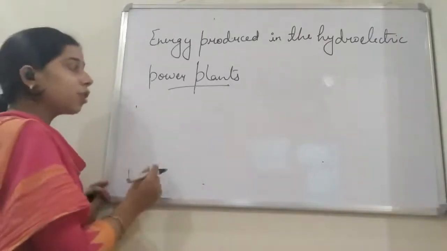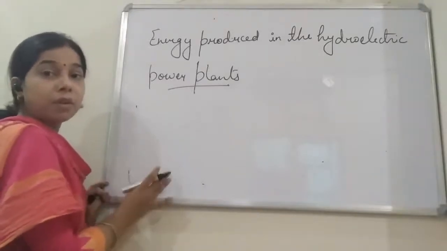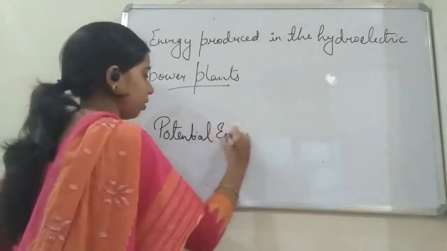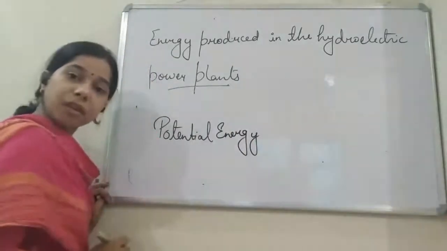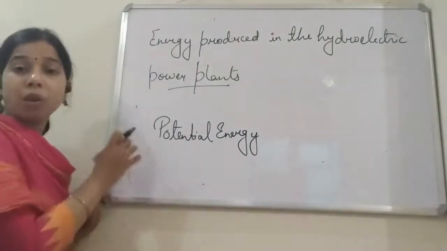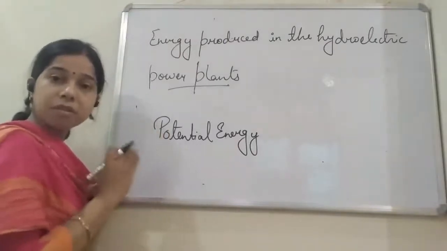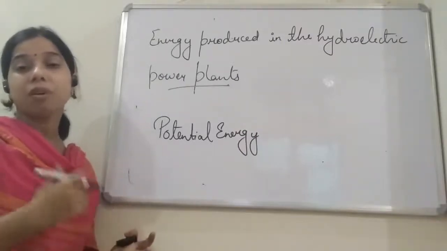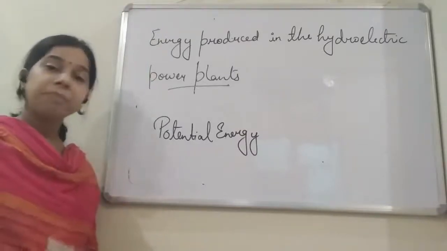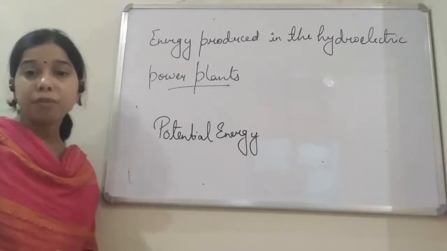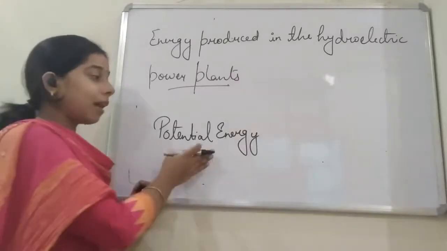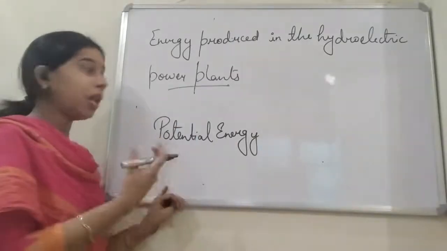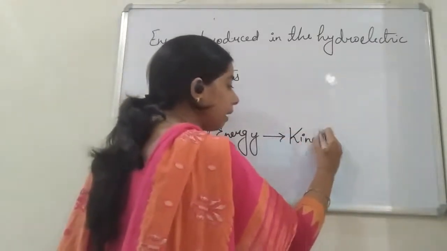So we will say that initially the water which is stored in the reservoir has an energy, and that energy is the potential energy. When you allow the water to fall from a certain height of the reservoir, the water molecules start moving with a very high speed, and as its velocity increases, the energy present in the moving water is the kinetic energy. So the potential energy which was present in the water gets converted into another kind of energy, and that we call kinetic energy.